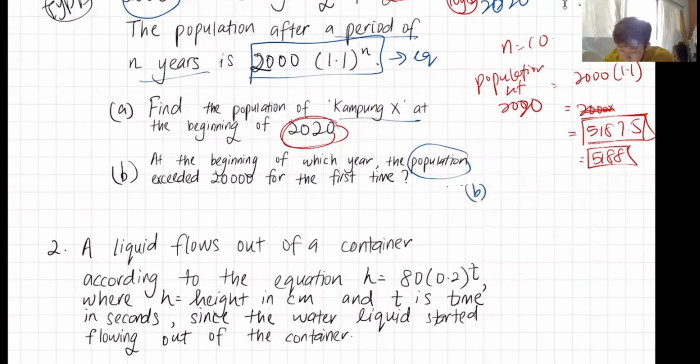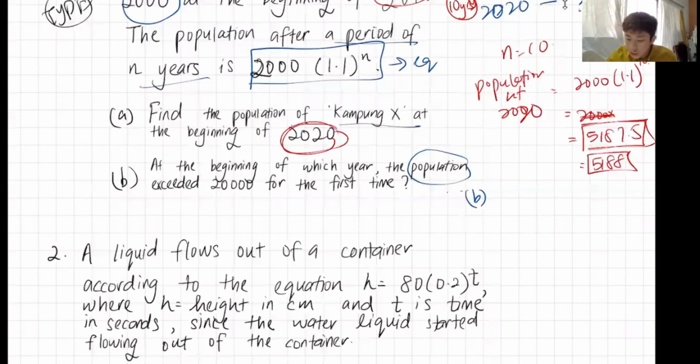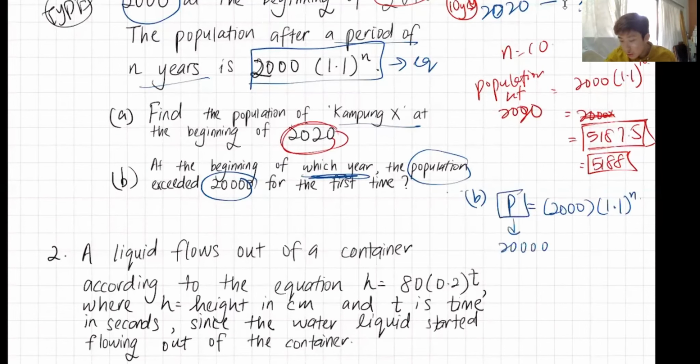For question B, it's exactly the same type of question, but you actually flip the question. Why? Because now instead of giving you the n, which is how many years later, they give you the population instead. And after they give you the population, they want you to find in which year. So the formula for the calculation is population equals 2000 times 1.1 to the power of n. Now they've given you the population is 20,000. They want you to find n, but read the question carefully.